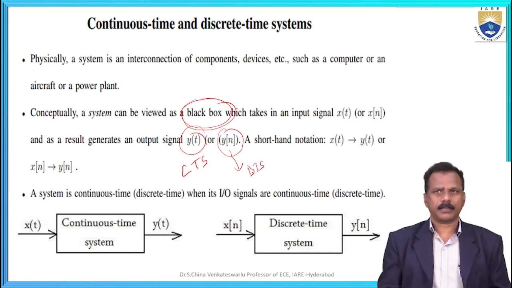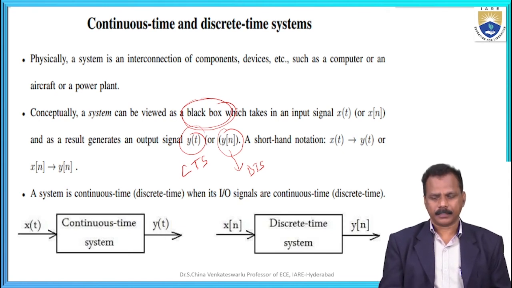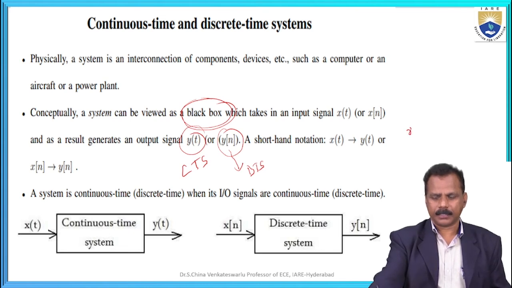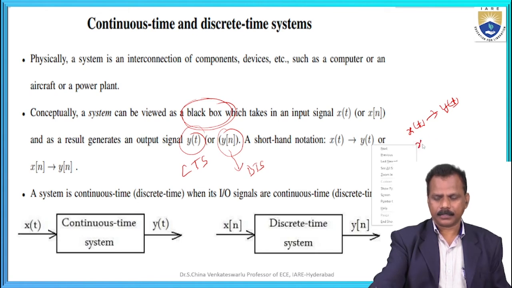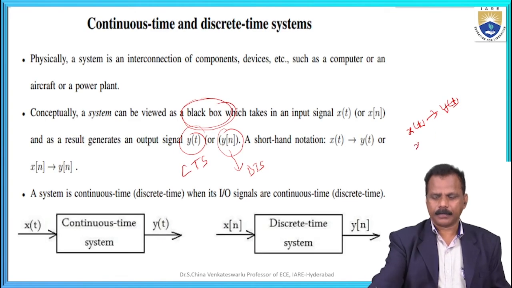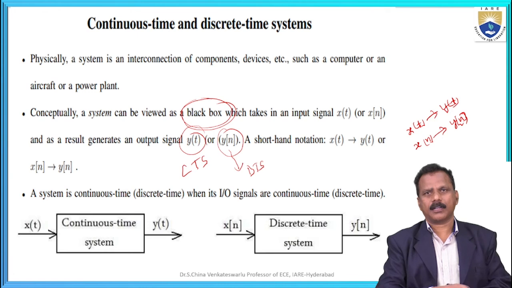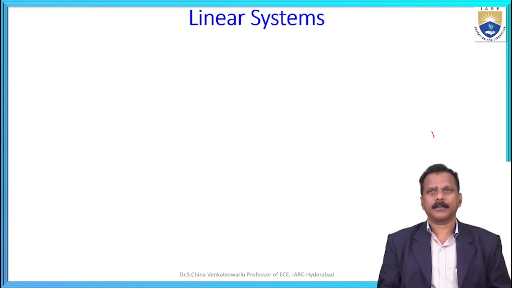In shorthand notation, x of t tends to y of t, and x of n tends to y of n. That means where the input is a continuous time signal, you will expect the output to be a continuous time signal only. Where the input is a discrete time signal x of n, we will expect that the output is y of n. This is the variation between the continuous time signal and the discrete time signal.